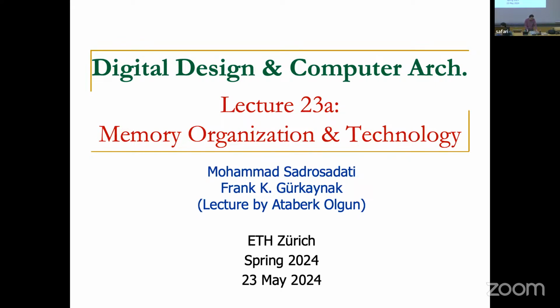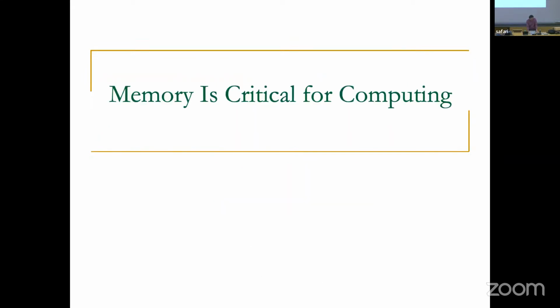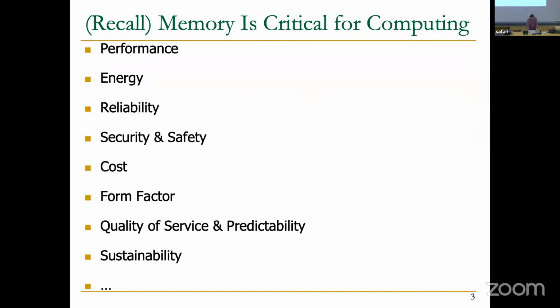In the last lecture, we covered some memory motivation content, right? I motivated memory, why it's important. And I'll start with a review of those. Basically, memory is critical for computing. And it's critical for computing because it affects multiple system performance metrics.